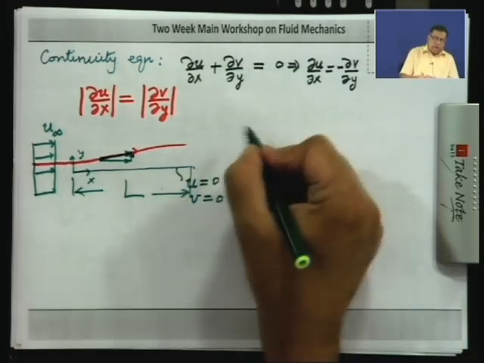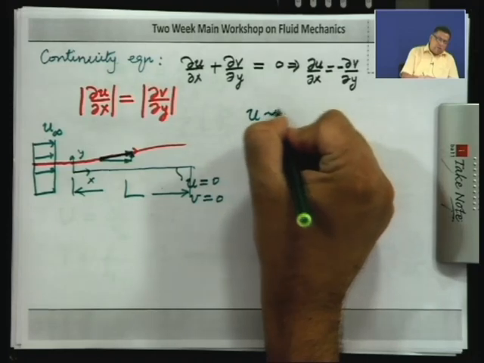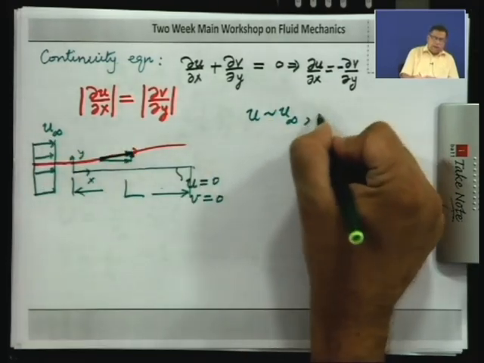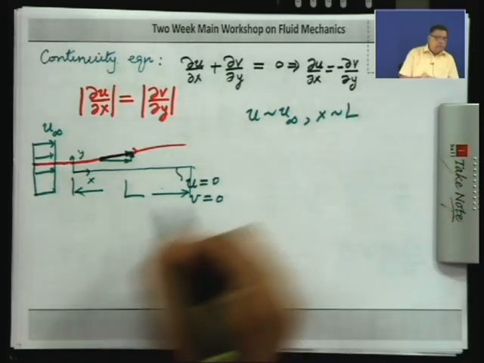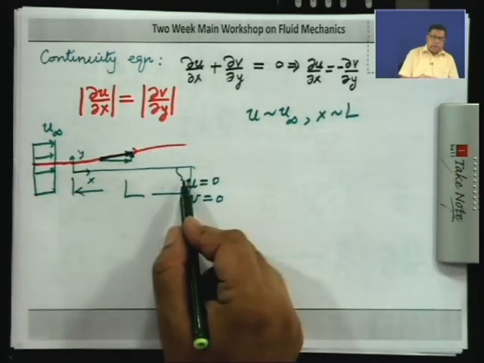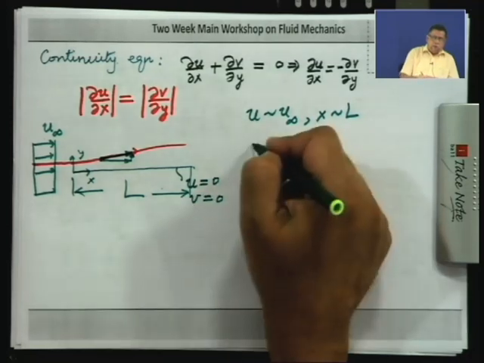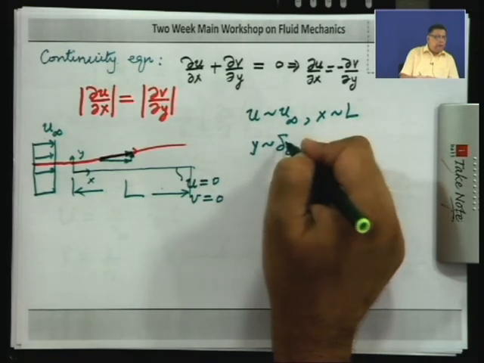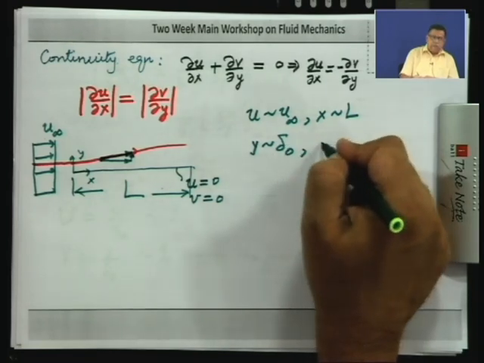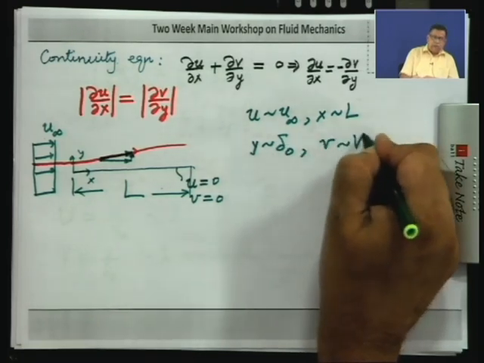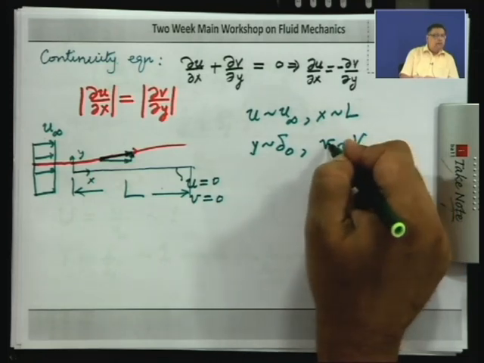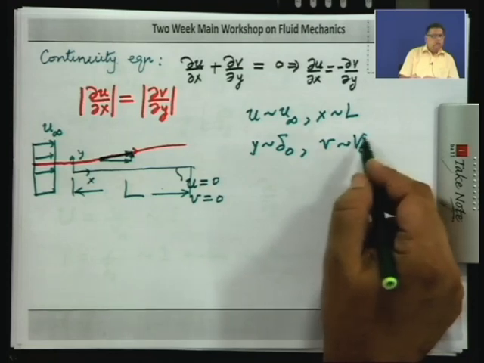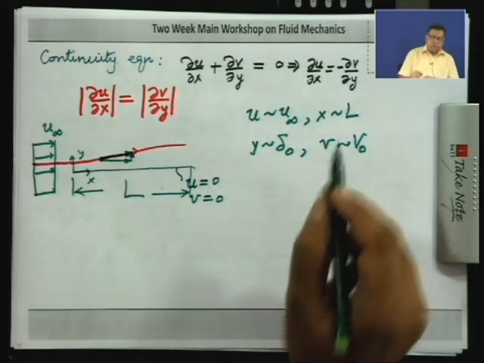So, one thing that is clear is that u is order u infinity, this condition we are getting from the upstream flow, and x is order L, this we are getting from the geometry of the plate. Now, what we do not know is the order of y inside the boundary layer, which we denoted by delta naught. Similarly, let us say v is order of some v naught. So, this v is induced by the viscous effect. So, we want to find what is v naught and what is delta naught.